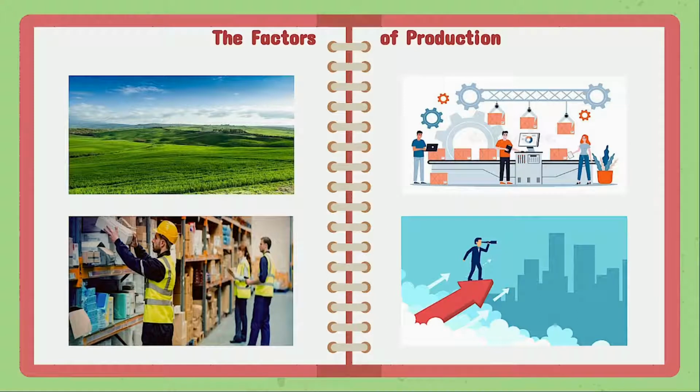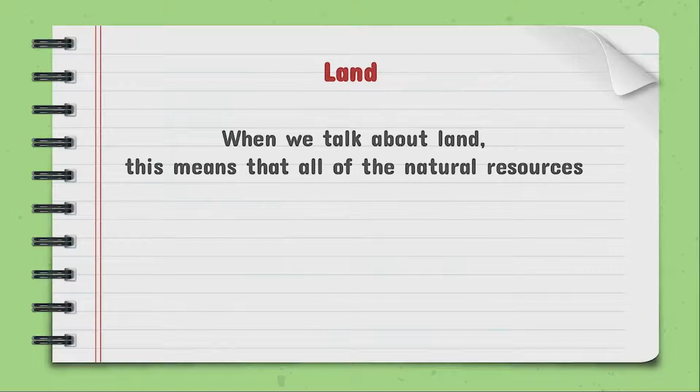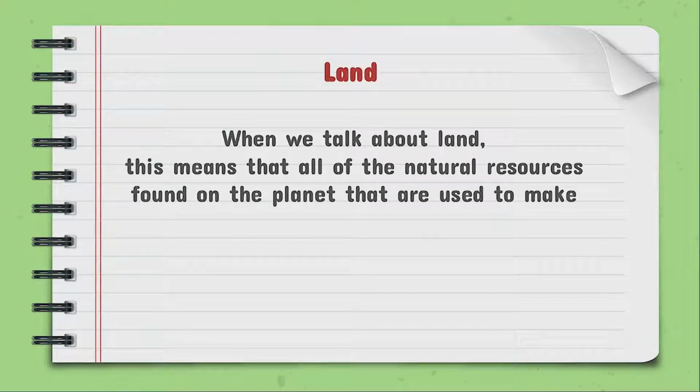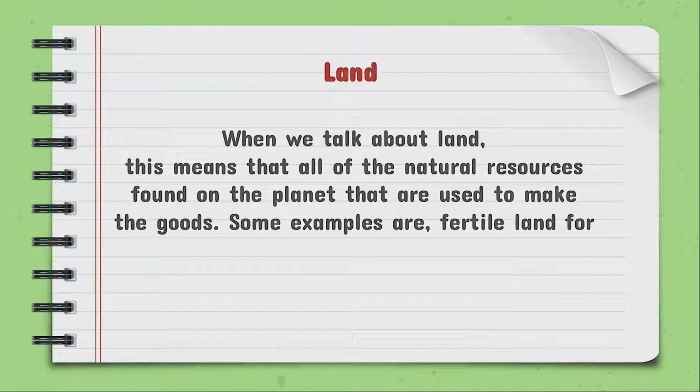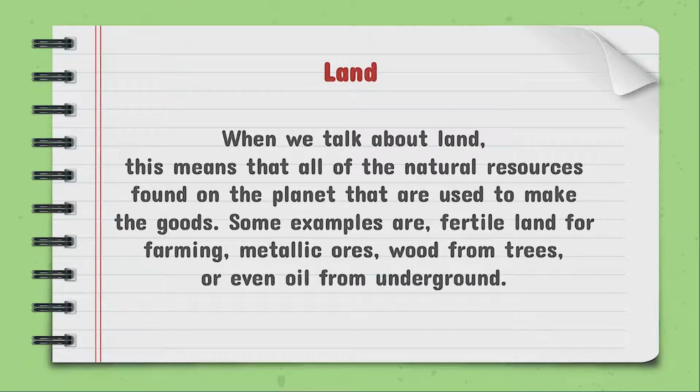We will look into each of them in detail, so let's start with land. When we talk about land, this means all the natural resources found on the planet that are used to make goods and services. For example, fertile land for farming, metallic ores, wood from trees, or oil from underground.